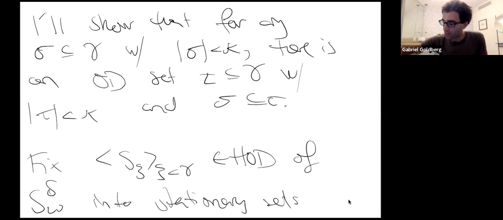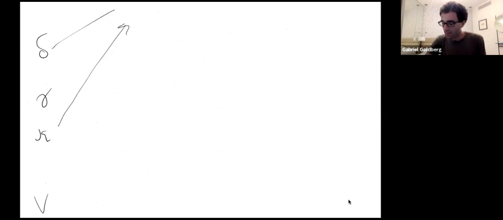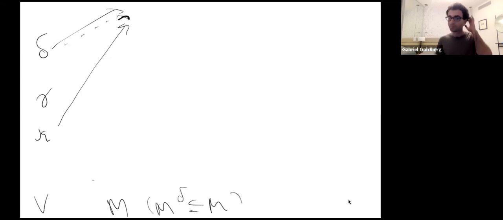So let me draw the picture though. We've got kappa down here, then we've got gamma, we've got delta. Since kappa is supercompact, we can find an elementary embedding j from V into M so that M is closed under delta sequences. Okay, so we have this splitting of S delta omega over on the V side of things.